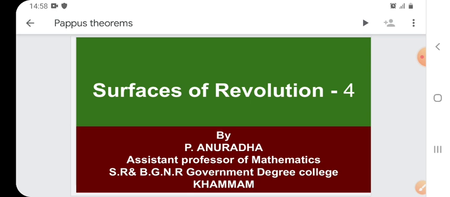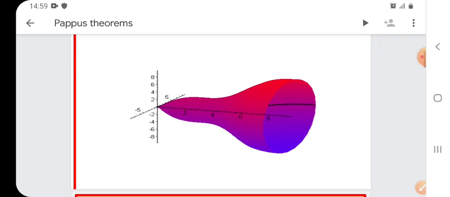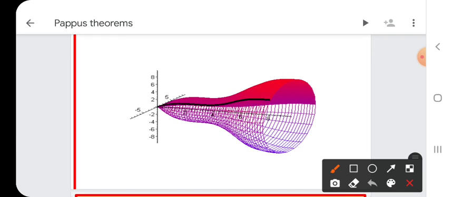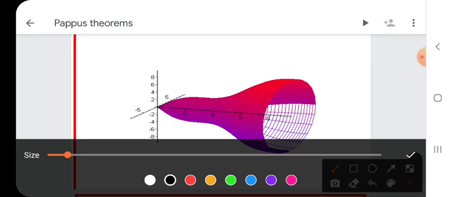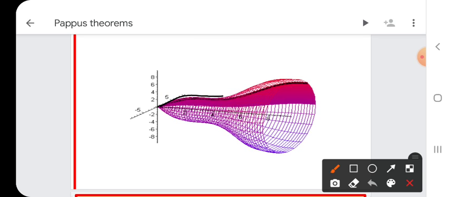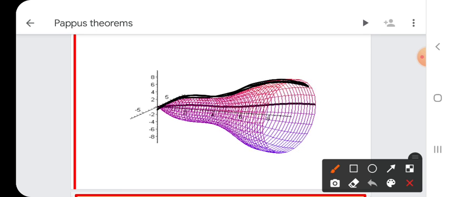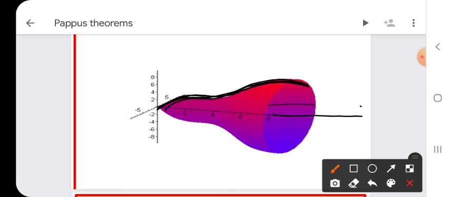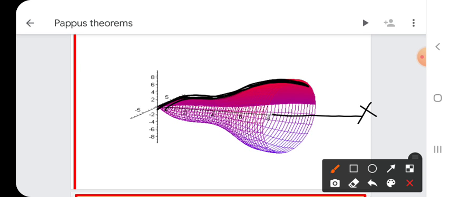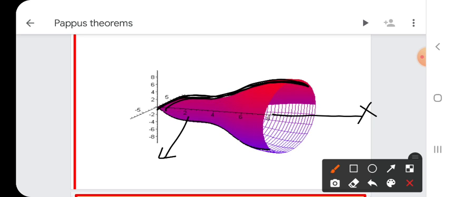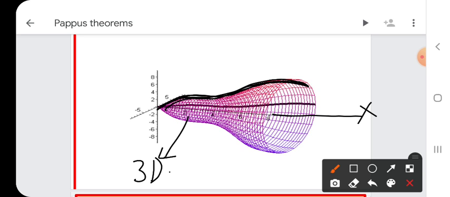What is surface of revolution? If a curve revolves about an axis, we get a three-dimensional solid shape. Here our black line denotes a curve. This black line revolves about this axis. When this curve revolves about an axis, we get a three-dimensional solid shape. Here this pink color denotes a three-dimensional solid shape.